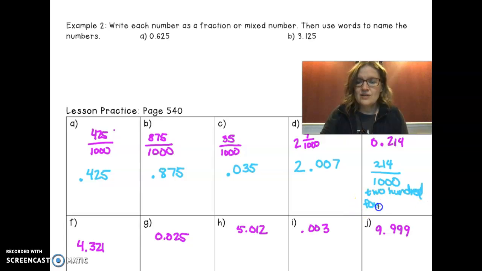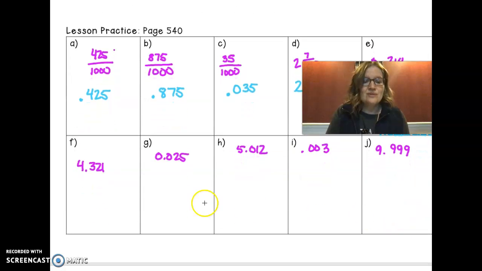214 hundredths. Wait, no, thousandths. Thousand, and then THS. Whew, that was a lot. The next one, we're going to need help.